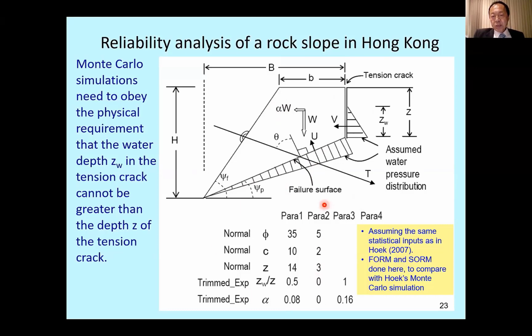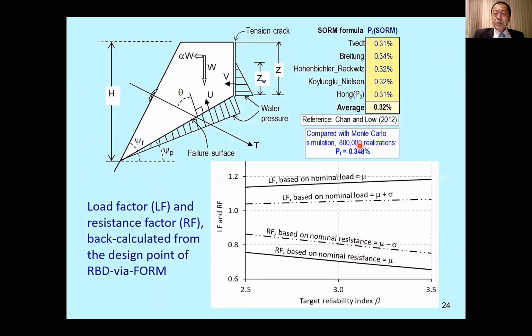The input values are normal, truncated exponential, based on practical rock engineering, but he did a Monte Carlo simulation. I did the first order reliability method and second order reliability method for comparison. It compared very well.